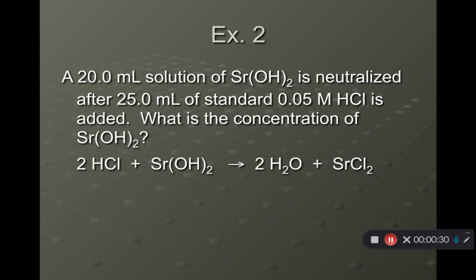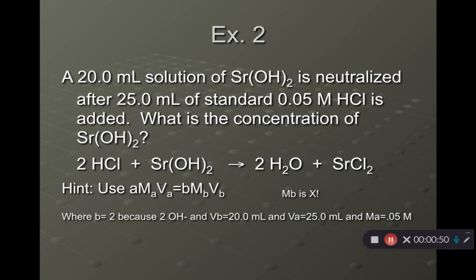So you can use your balanced equation to find it, which I'll teach you in another video. But right now I'm going to show you a good shortcut for checking your answer. So we'll use the MAVA equals MBVB method. In this case, they want to know the concentration of strontium hydroxide. So your MB, the molarity of your base, is X. That's what you're solving for.